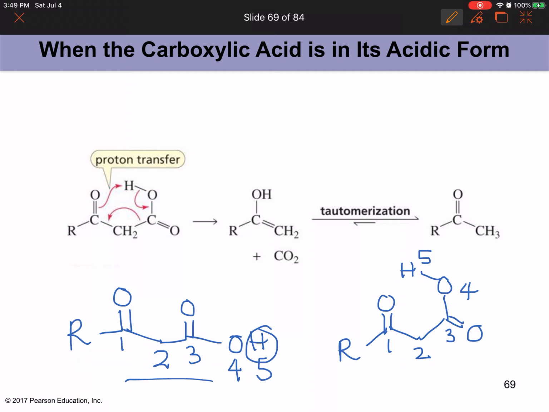So what's going to happen is now the double bond is going to take up this hydrogen and form OH there. And then the bond between oxygen and hydrogen is going to break. And then the bond between 2 and 3 is going to break and form another bond between 1 and 2. So if you do that, what's going to happen?